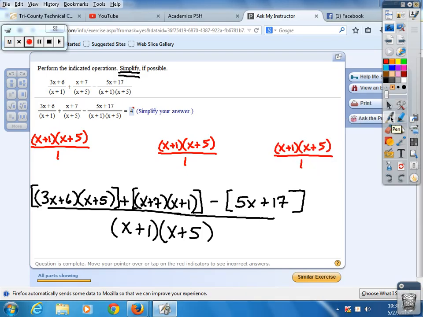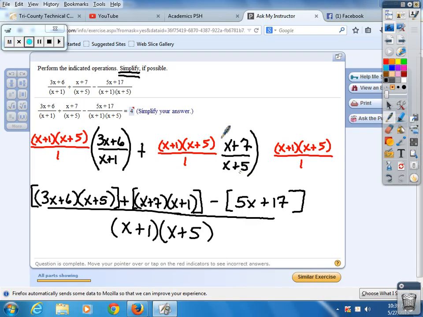And baby step is in there now. Three x plus 6 over x plus 1 plus x plus 7 over x plus 5 minus, sorry, 5x plus 17 over x plus 1, x plus 5.